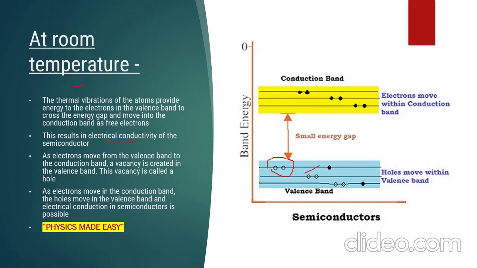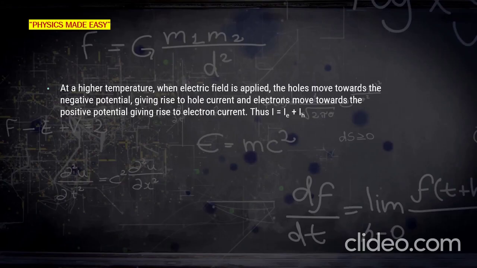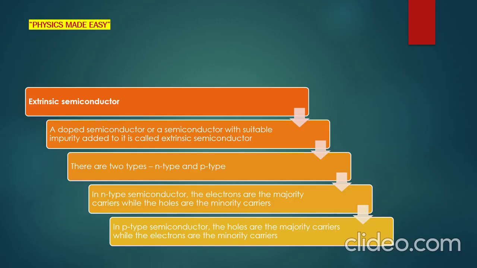As the electron moves in the conduction band, the hole moves in the valence band, and electrical conductivity is possible. So in this way, when an electric field is applied, the hole moves towards the negative potential, giving rise to the hole current, and the electron moves towards the positive potential, giving rise to the electron current. Now the second, what are extrinsic semiconductors?